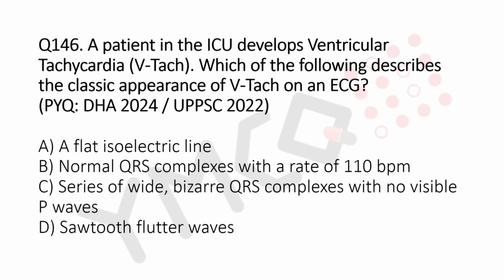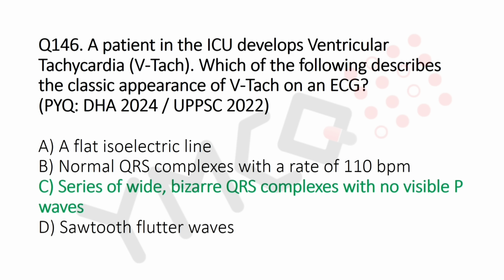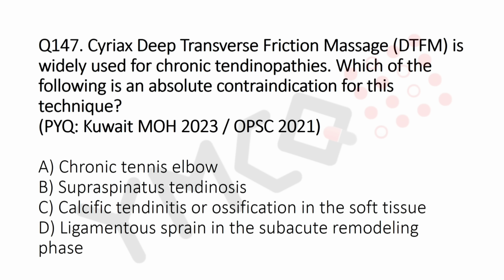And the answer is option C, series of wide bizarre QRS complexes with no visible P waves. Ventricular tachycardia looks like a series of wide, ugly mountains on the ECG. The ventricles are firing so fast that there are no P waves, just massive wide QRS complexes in a row. This is a medical emergency. Okay?